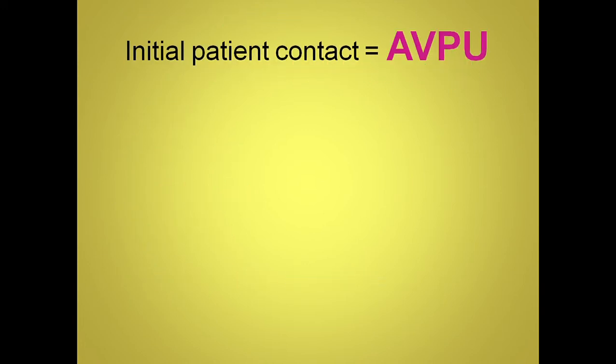Your initial contact with the patient, you're more than likely to follow the AVPU. This is commonly taught from the Resuscitation Council and is quoted within the JR Calc. So AVPU is to do with level of consciousness, and it's also repeated in the disability section of the primary survey.